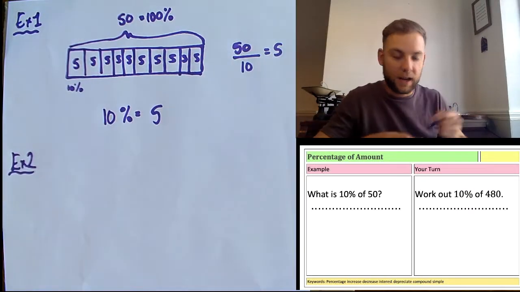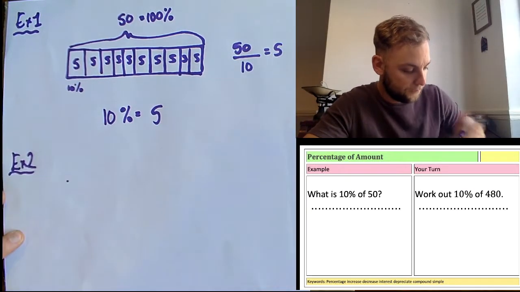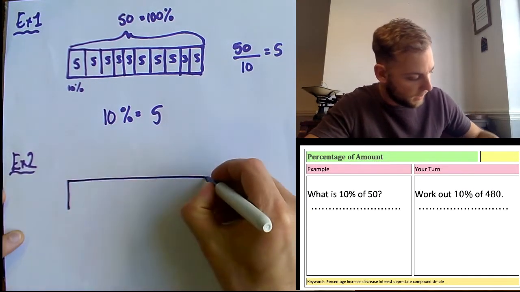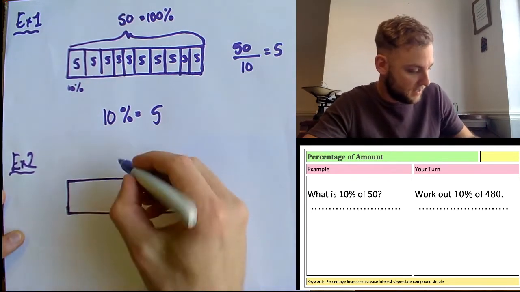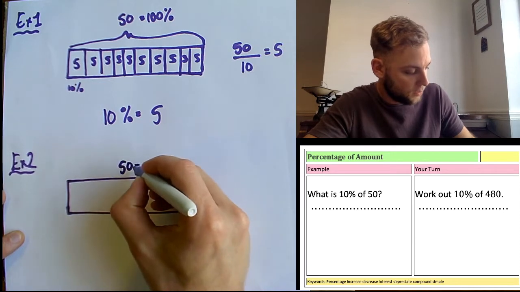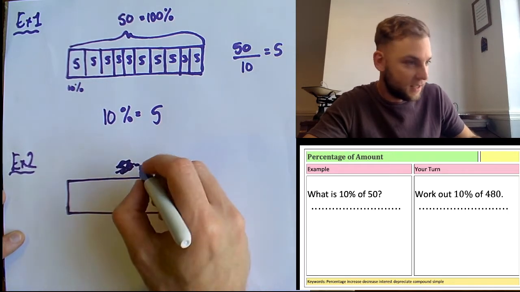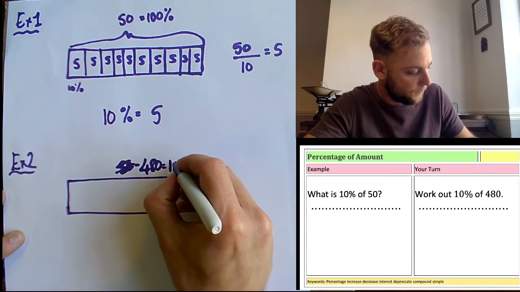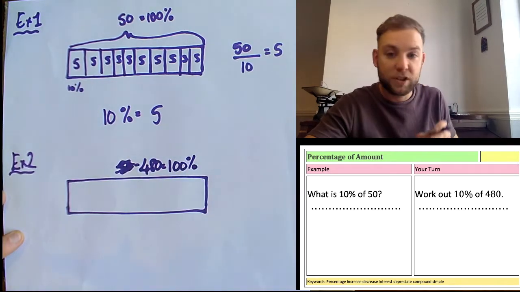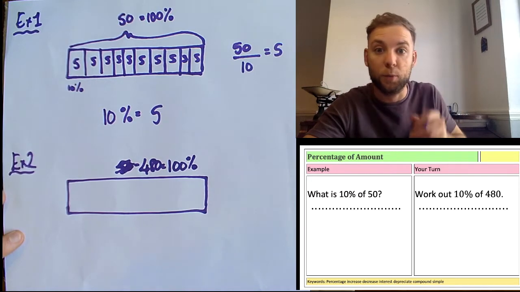Okay, so we're going to have a look at it now. We're going to use the bar method again. So we've got our bar here like this. We know that this is worth 100%. So this is the 50, not 50, sorry. This is equal to 480, which is 100%. And we're splitting this up into 10 parts because we want 10%.